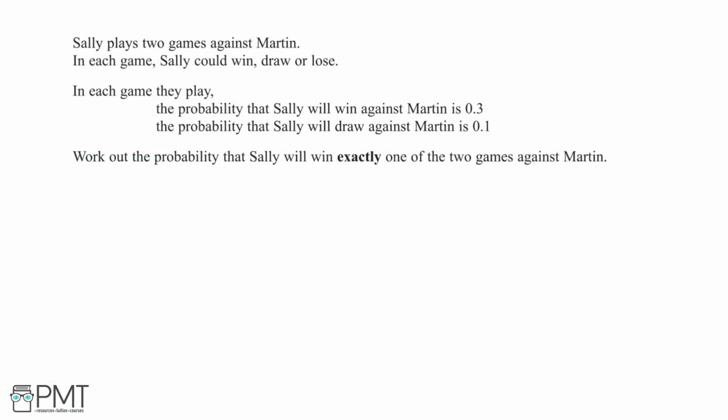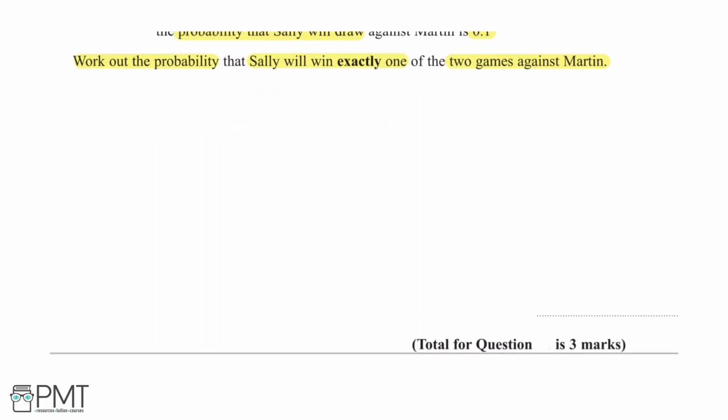We are told Sally plays 2 games against Martin. In each game, she could win, draw, or lose. In each game they play, the probability that Sally will win against Martin is 0.3, and the probability that Sally will draw against Martin is 0.1. We need to work out the probability that Sally will win exactly one of the 2 games against Martin. And this question is worth 3 marks.